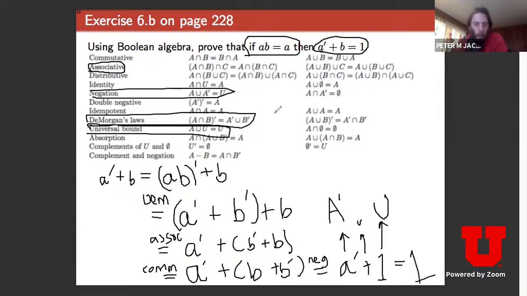Are there any questions about this one? So when we switch to Boolean algebra, oh wait, never mind. I see what you did. Never mind. I just answered my own question.